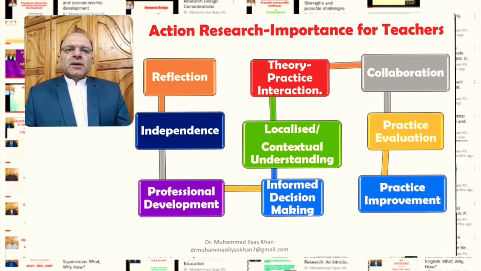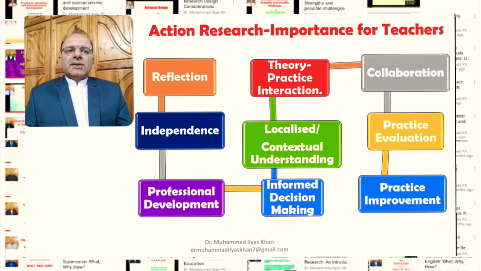Then collaboration. Generally, action research is not conducted by teachers individually or in isolation, but they actually involve other teachers, and in many cases the school administration, the parents, and in many cases students as well. So as a result, action research helps teachers in developing collaboration and cooperation among themselves in the school context. And so this is another way in which we can say that action research is very important for teachers.